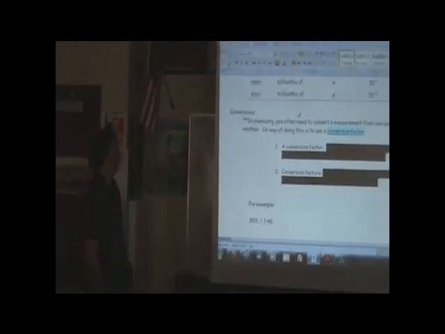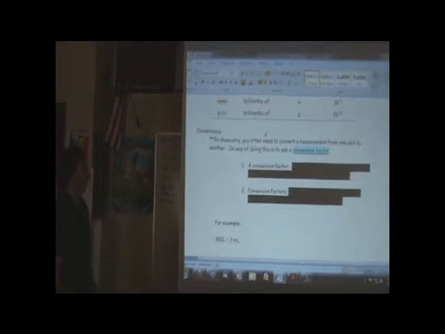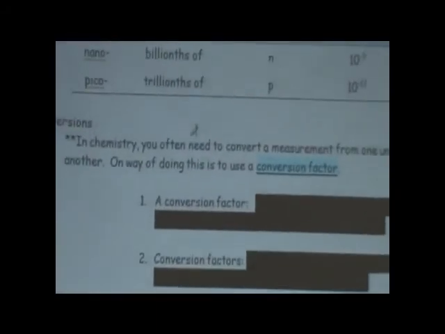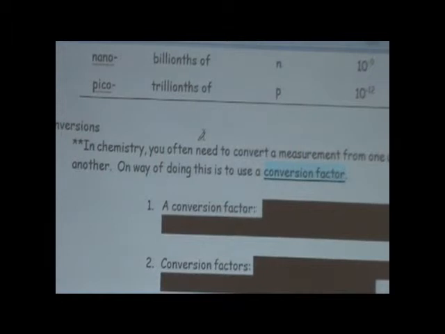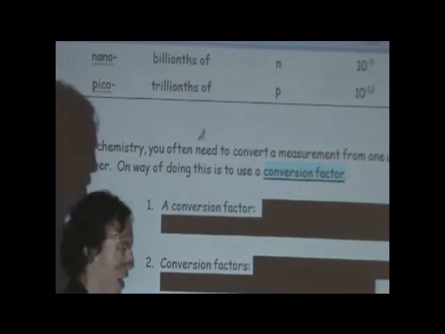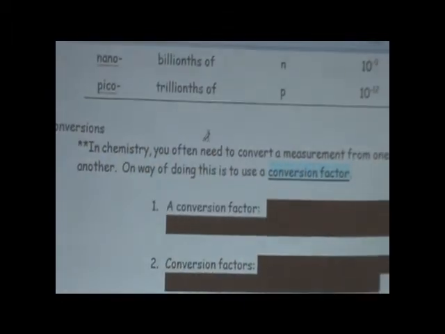So in chemistry you also need to convert measurements from one unit to another, and one way to do that is to use a conversion factor. This is a conversion factor we will use all year long. It's the most important thing you will learn all year, because we use it in almost every single chapter. Whenever we do math, we tend to do this.